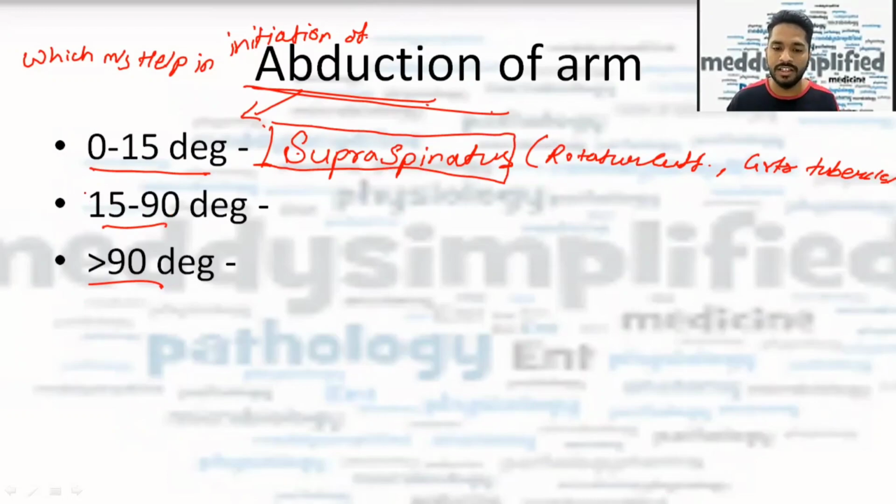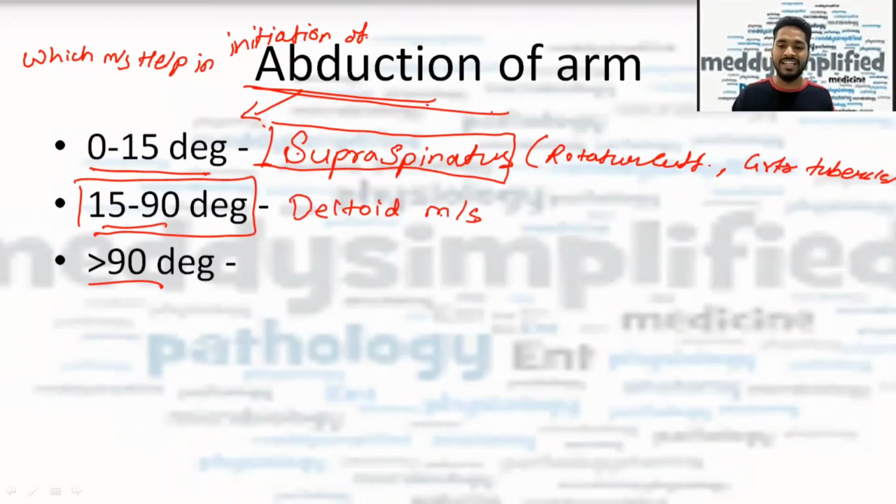Next thing is 15 to 90 degrees abduction. Now here, a very important muscle which we learned gets inserted at the deltoid tuberosity. Yes, you are right, the deltoid muscle. So the deltoid muscle helps in 15 to 90 degrees of abduction of the arm. That means till here, right? Now above this, it is done by two muscles. One is serratus anterior, and another one is trapezius, right?